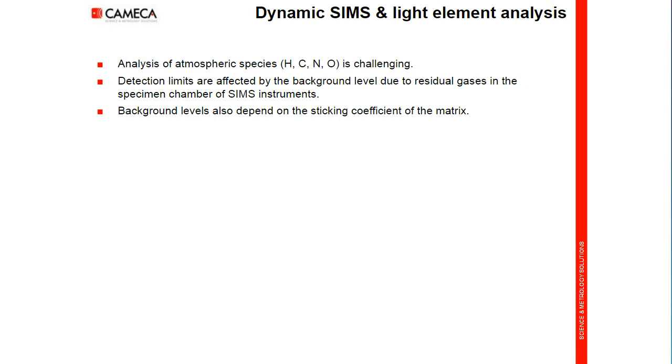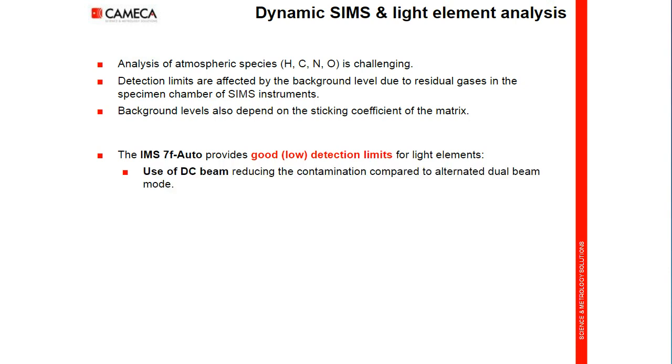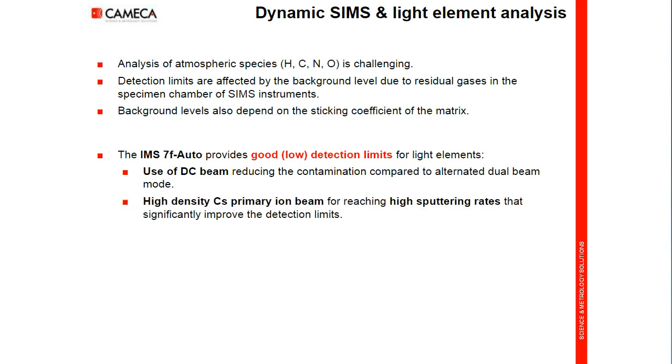The IMS 7F Auto provides good, meaning low, detection limits for light elements thanks to the use of a continuous primary beam bombardment, which reduces the contamination compared to alternated dual beam mode. It also uses a high-density cesium primary ion beam for reaching high sputtering rates that significantly improve the detection limits.